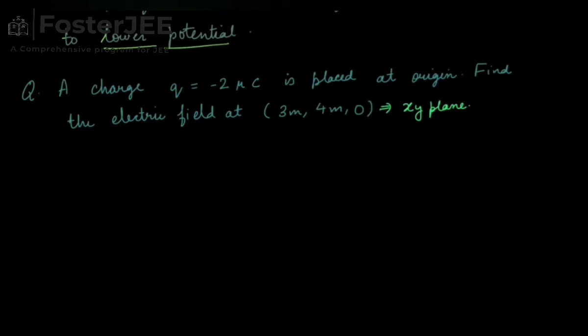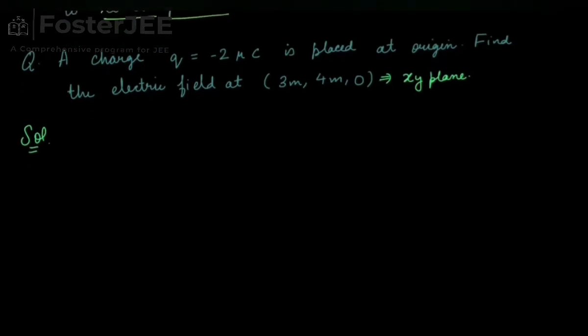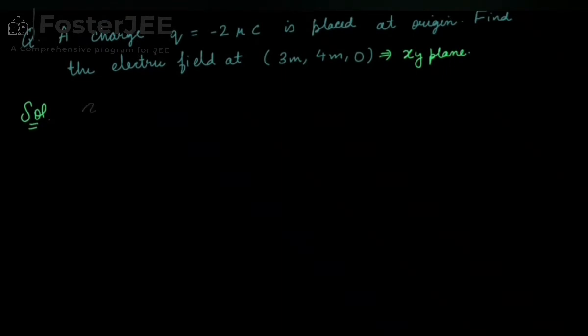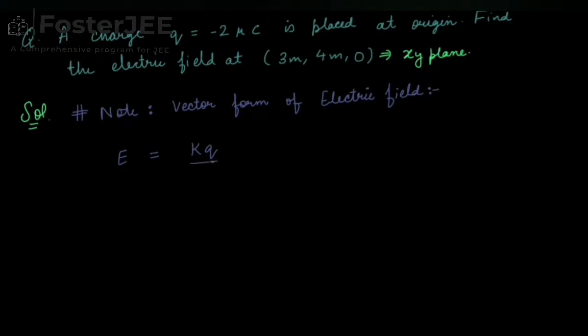Now let's solve this problem. But initially, let's look up in note about vector form of electric field. Since electric field is given by kq upon r square, this is the electric field due to any charge q at a distance r.